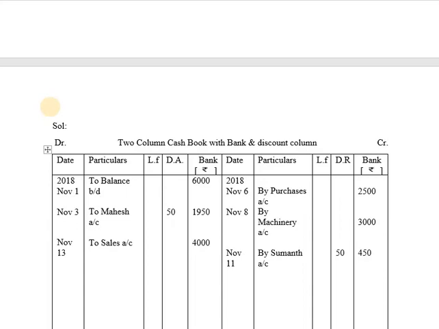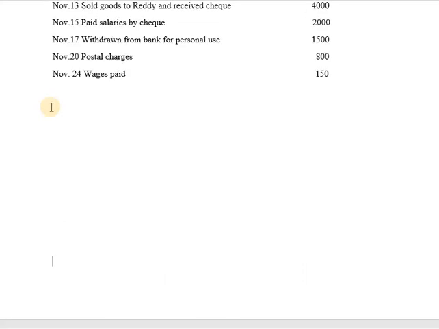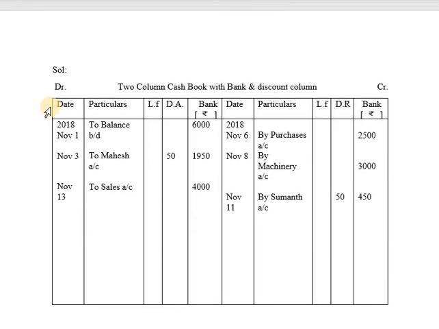So it will be recorded on credit side and the date is November 15. So it will be recorded as November 15 by salaries 2000 rupees. So here you will be writing it as November 15 by salaries account and the amount is 2000 rupees. So 2000 will be recorded in amount column.